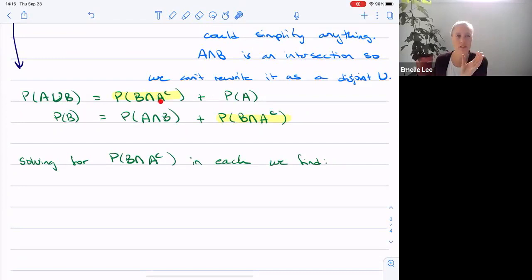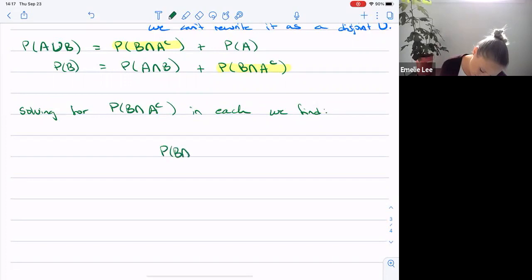So on the left-hand side I'm going to have the probability of A or B minus the probability of A, and that's going to equal the probability of B and not A. And on the right-hand side, I'm going to solve for this probability of B and not A, which is the same, so I'm going to have the probability of B minus the probability of A and B. So in the middle, I'm going to have the probability of B and not A.